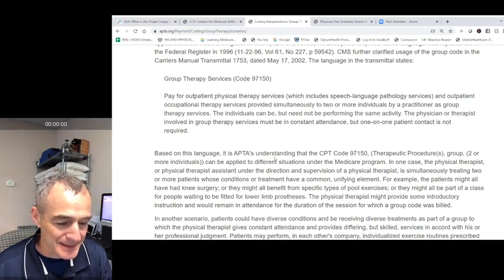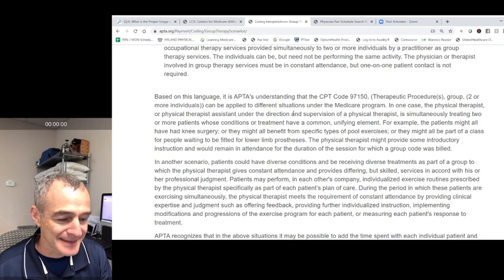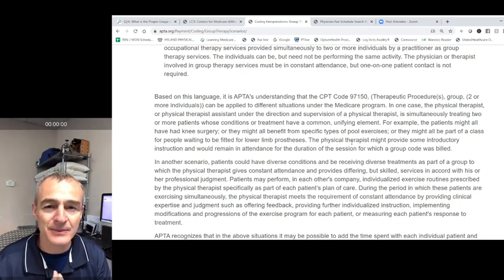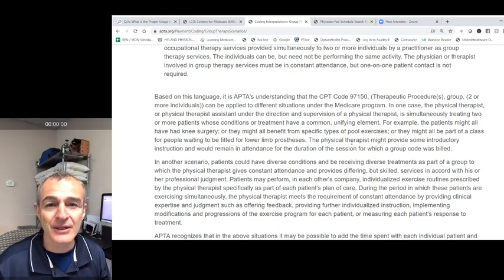Based on its language, APTA understands the CPT code for group, 2 or more individuals, can be applied to different situations under the Medicare program. And this goes through like pool exercises, wellness. Well, it can't be wellness. Now, this is a clarification that we need to make. It still has to require the skills of a therapist to take the group through. That means that there needs to be some sort of medical complexities. There needs to be a reason why a yoga instructor couldn't take this group through, a Pilates instructor couldn't take this group through.